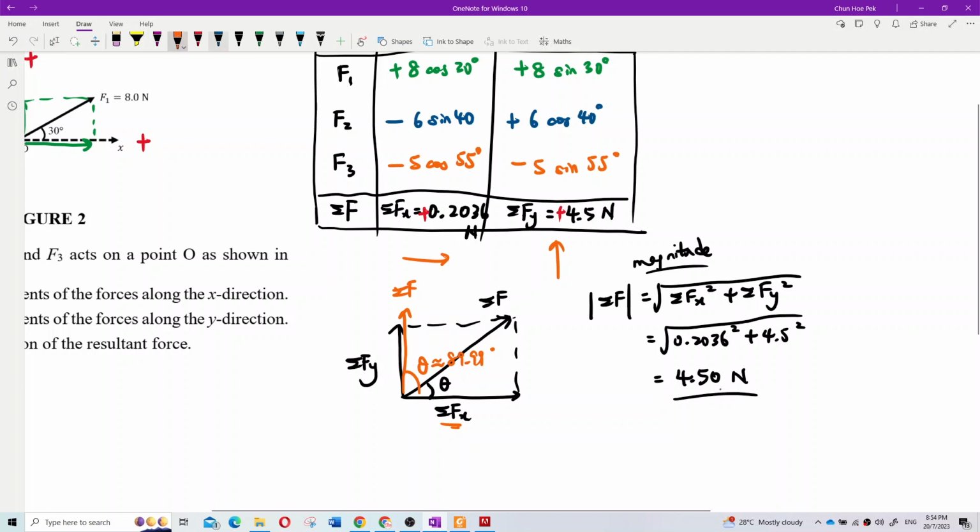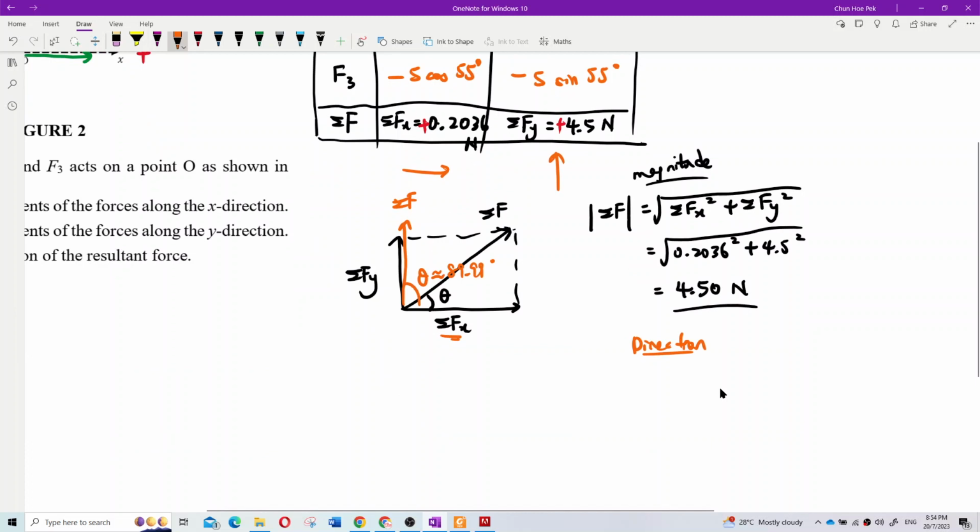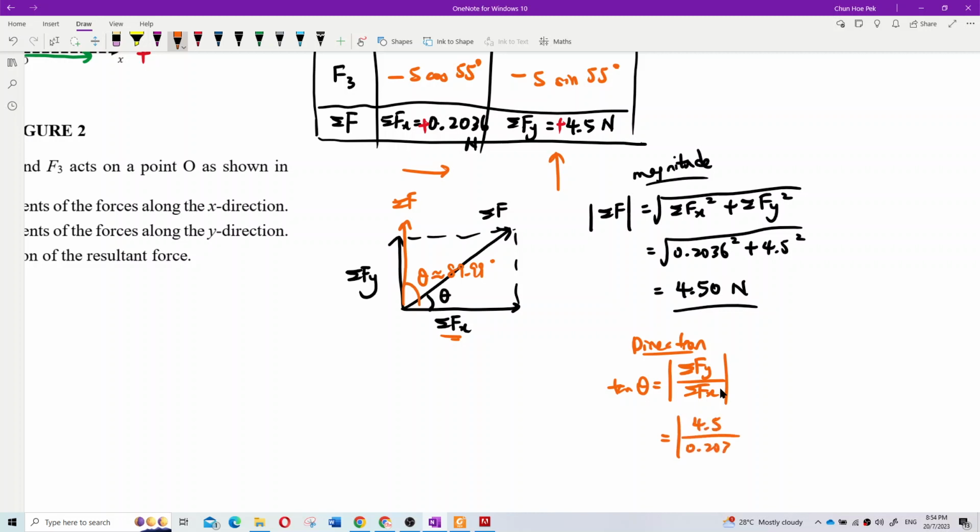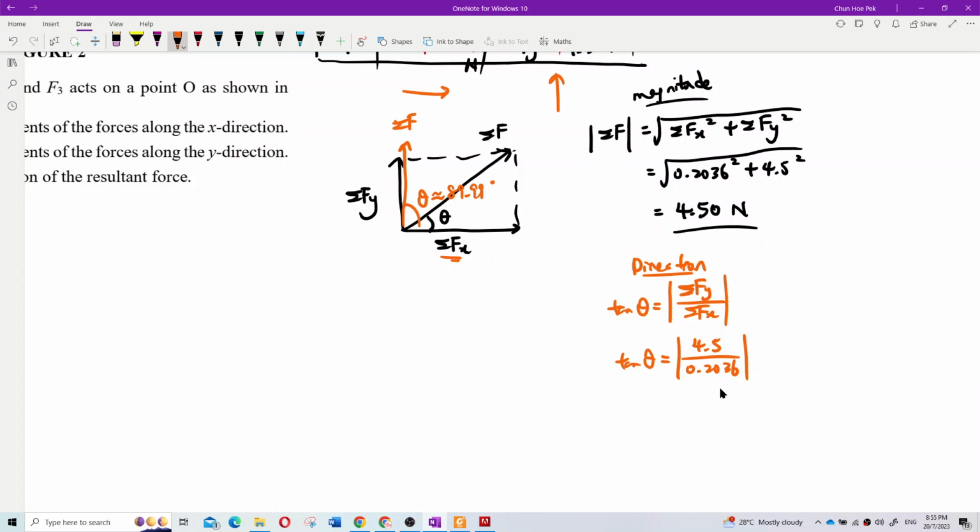So find the direction theta. Now I want to find the direction, so we use tangent theta. Tangent theta equals total Fy over Fx, which is 4.5 over 0.2036. This is tangent theta. So now later on I need to anti-tangent it.